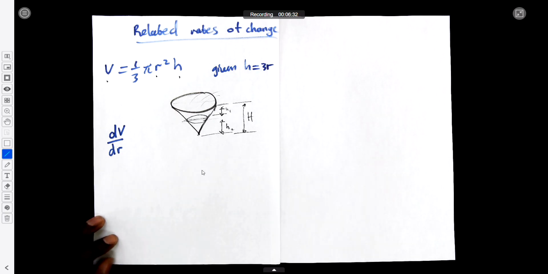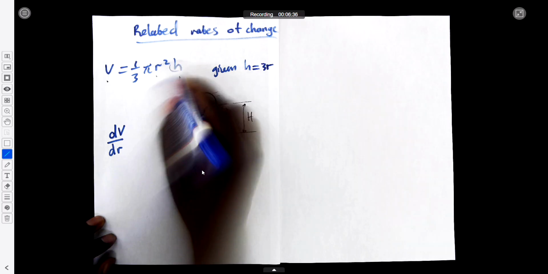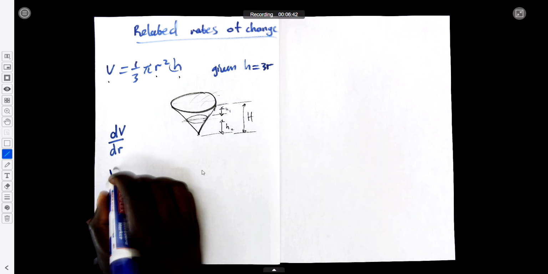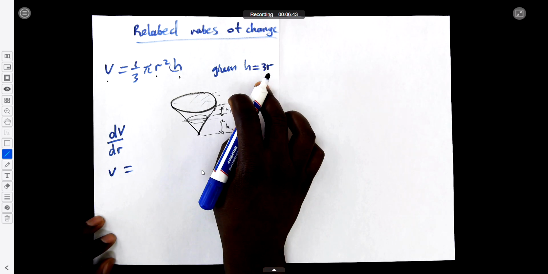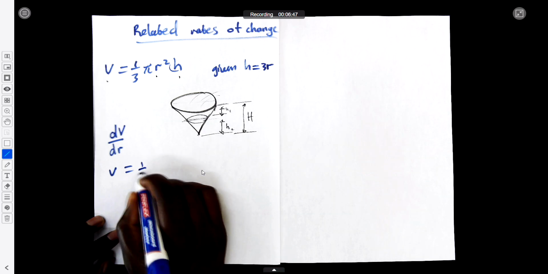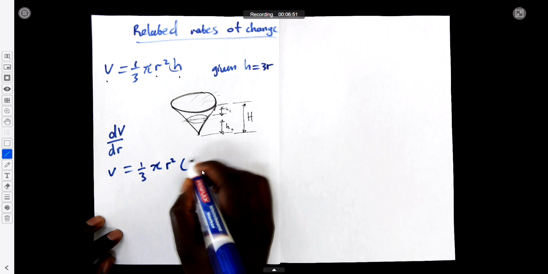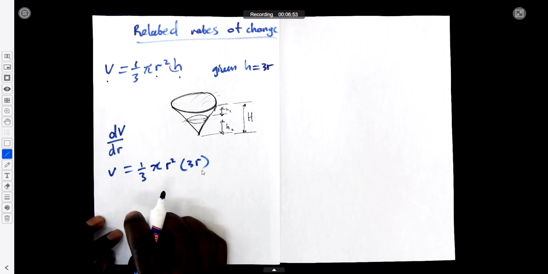So if we change the volume in terms of R, which means we're going to keep H constant, but first let's substitute the R that is given there. H is equal to 3R. So if we have V equals 1 over 3 pi R squared times H, so we said H is 3R.